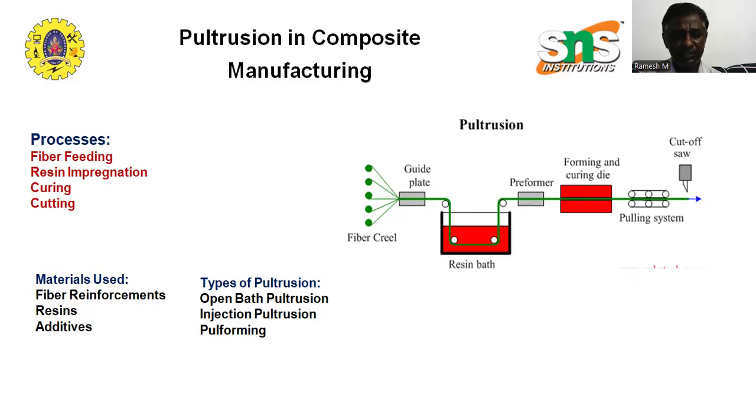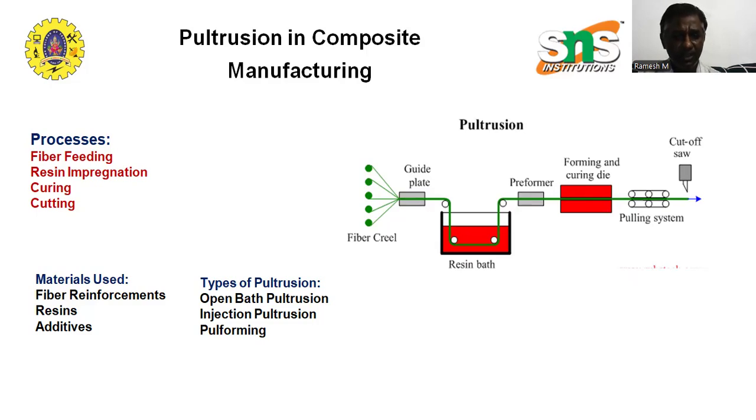Then, what are the processes in this? The processes are fiber feeding, resin impregnation, preforming, heated die, that means curing, pulling mechanism, and cutting. These are the processes in the pultrusion process.